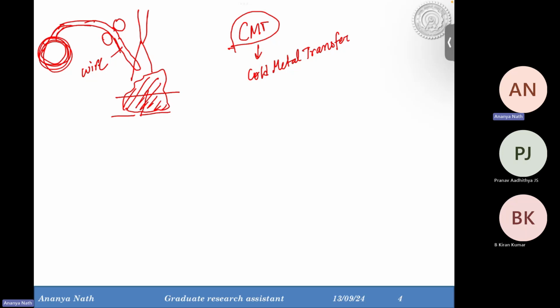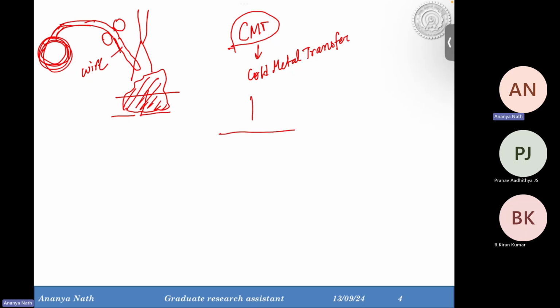You cannot see the arc or laser beam or electron beam coming in the process, but still there will be a heat source because it comes under DED. DED provides the highest amount of heat source of any additive manufacturing process. We have to have the heat.